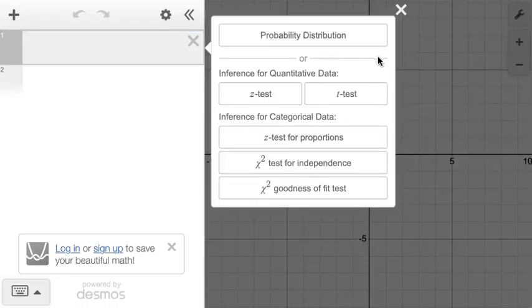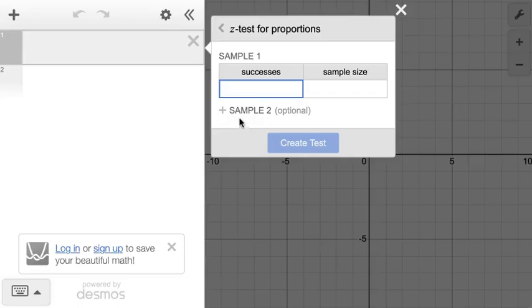Okay, now let's think about what the respondents were actually answering. They were answering with a yes or a no. So this was not quantitative data. This was categorical data, where they're not giving us a number, they're giving us a yes or no answer. So what we want is z-test for proportions. All right, there were 400 successes. That's what we call the 400 people who are against the new legislation out of a sample of 500. So we're going to create test.